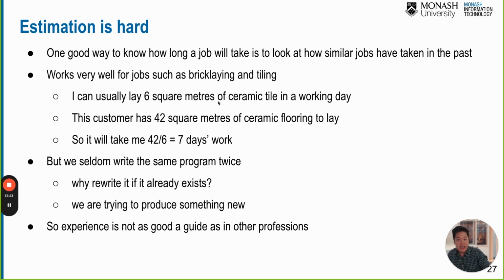I can usually lay 6 square meters of ceramic tile in a working day, okay? And this customer has 42 square meters of ceramic floor to lay. So at the end, they just divide, right? They can roughly estimate that with 42 square meters, it should take like 7 days of work, okay? This is an example based on past estimates, and then they just multiply by the man hour.